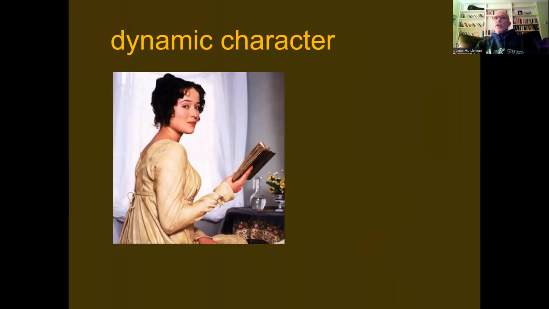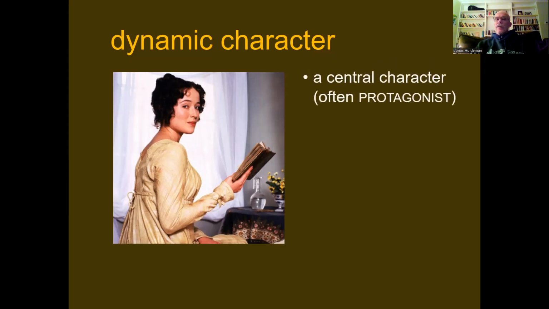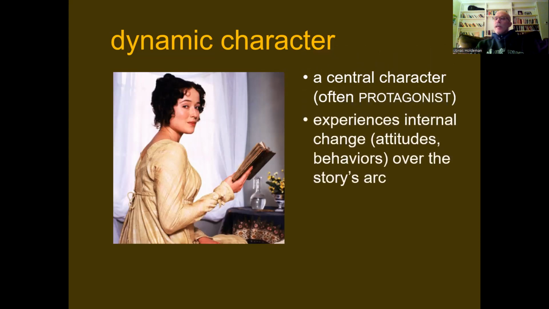Now, dynamic character. Generally speaking, your round character, your protagonist, and here I'm giving a pictorial representation of Elizabeth Bennet from Jane Austen's novel Pride and Prejudice. She is not only a round character, we get the fully developed sense of who Elizabeth Bennet is, but she's dynamic in the sense that she changes. So again, typically a central character, often the protagonist, and they experience internal changes with their attitudes or behaviors over the story's arc.